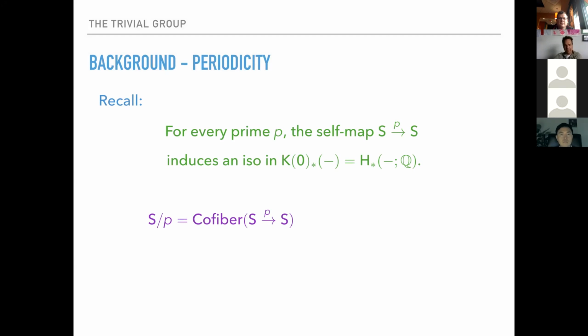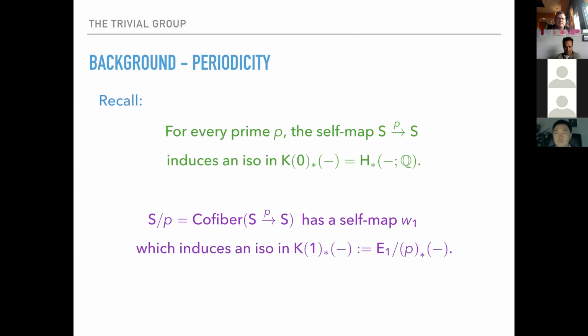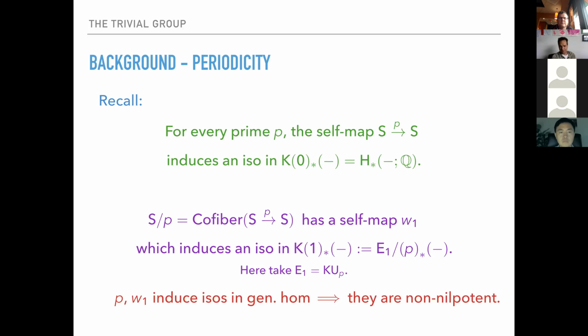Okay. So if I look at the cofiber of this map, S mod p, then Adams showed that this has a self-map, v1, which induces an isomorphism in the first Morava K-theory, which can be taken as E1 mod p. Here, E1 is p-adically completed complex K-theory. Because these maps induce an isomorphism in a generalized homology theory, all the iterates of them also induce isomorphisms, and therefore they're not zero. So this is a way of detecting whether or not self-maps are nilpotent.